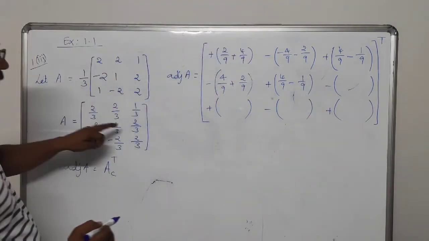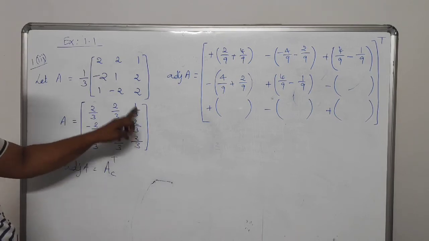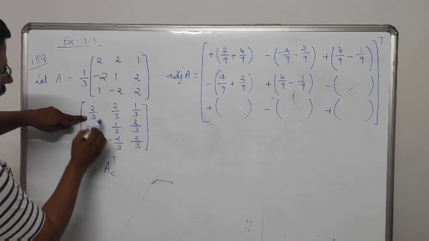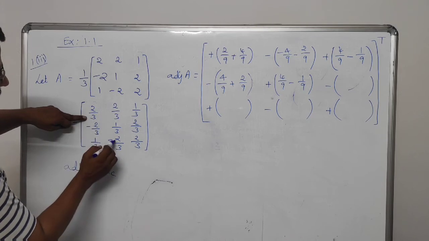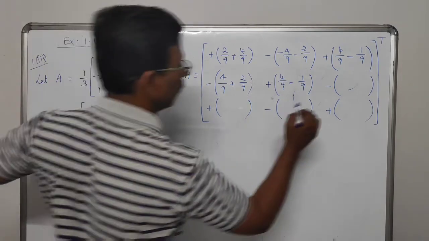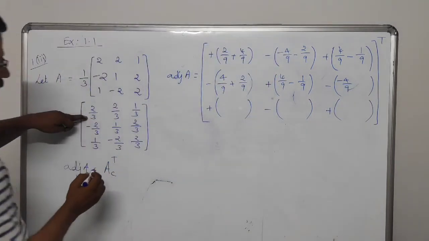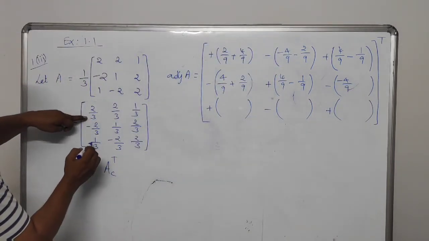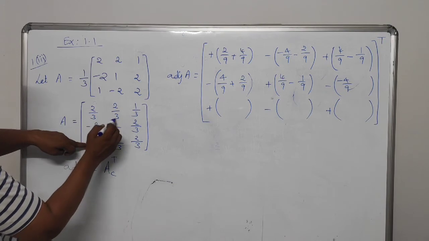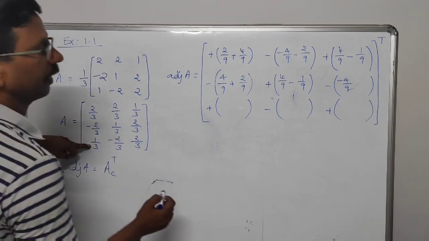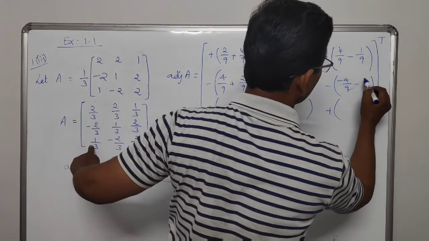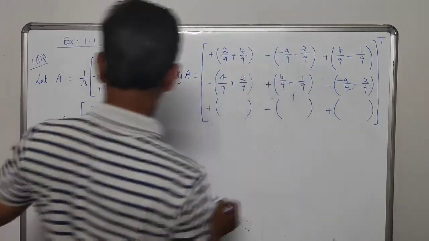Now for this element, leaving the second row and third column, we can take these two. Plus 2 into minus 2, minus 4 by 9. Minus 4 by 9. Then we can take 1 by 3 into 2 by 3, that is 2 by 9. Minus 2 by 9. Okay.